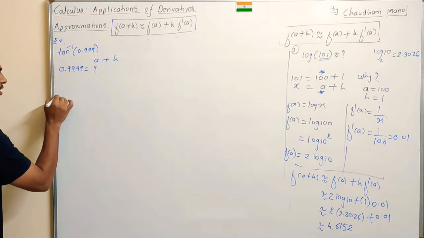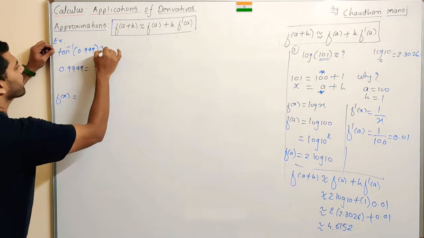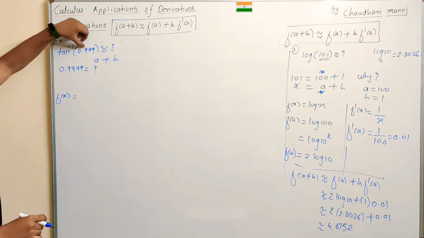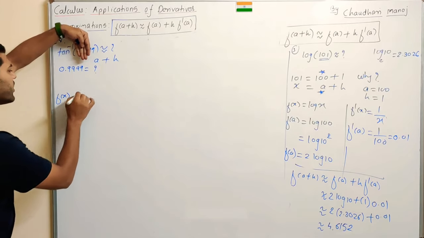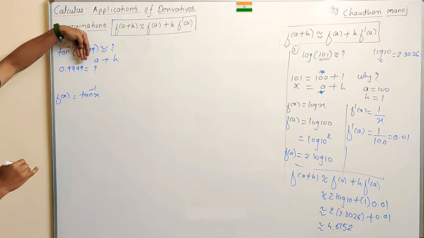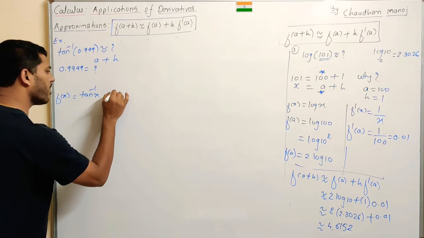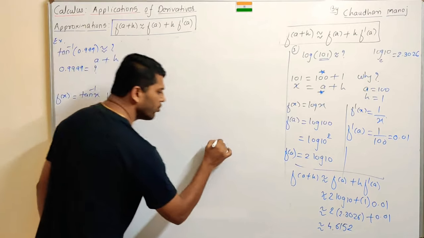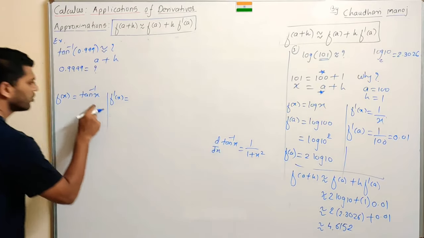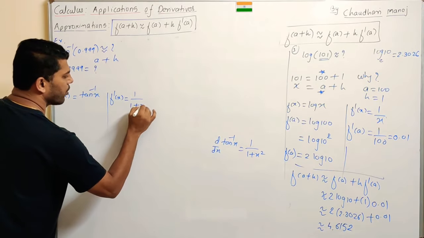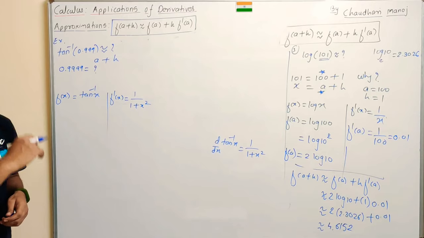To define this a, let's define the function first. What is f of x for this question? See how to obtain the f of x. Do a simple job. This is 0.999. For this 0.999, let's treat this as an x. So this becomes tan inverse x, which is a function. Immediately find out its derivative. It's a standard derivative. You know the formula. Derivative of tan inverse x is 1 upon 1 plus x square. Okay, the function is ready. Its derivative is ready.